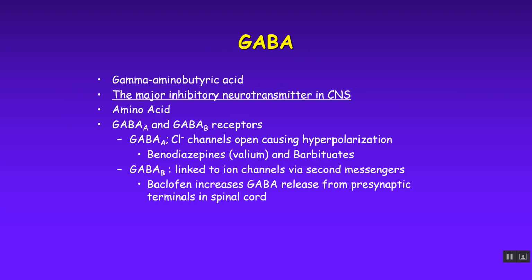Okay. GABA, it's a neurotransmitter, fast acting. This is the major, I underlined the ones that are really important, it's the major inhibitory neurotransmitter in the CNS. It is an amino acid. When it's released, there's two major types of receptors it'll bind to, a GABA A receptor or a GABA B receptor. Okay. GABA A receptors are more predominant in the cerebrum. GABA B receptors are a little more predominant in the spinal cord.